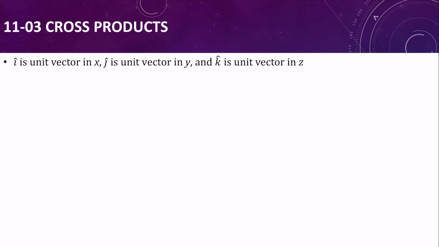Right, if i is a unit vector in x, and j is a unit vector in y, and k is a unit vector in z, meaning they're in that direction but have a length of 1 unit. And so we could say u is u1 i plus u2 j plus u3 k. So this is the x, the y, and the z components.